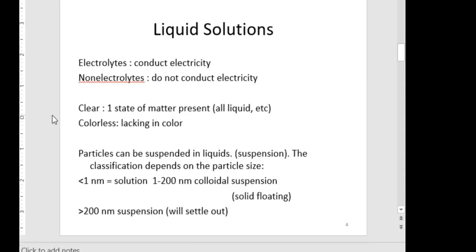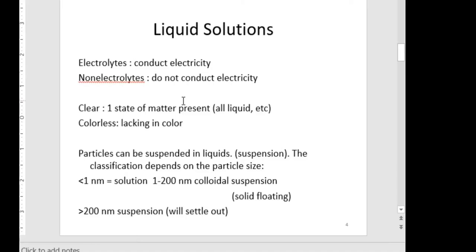All right. Again, we've got our definitions for electrolytes and non-electrolytes. Not a problem. In lab, we run into students having trouble all the time between the difference between clear and colorless. So clear means you only see one state of matter. You don't see two different liquids where you can tell where one is and where the other one is. Oil and water, when they don't mix like that. Or if you have a solid floating in a liquid, then it would be cloudy.